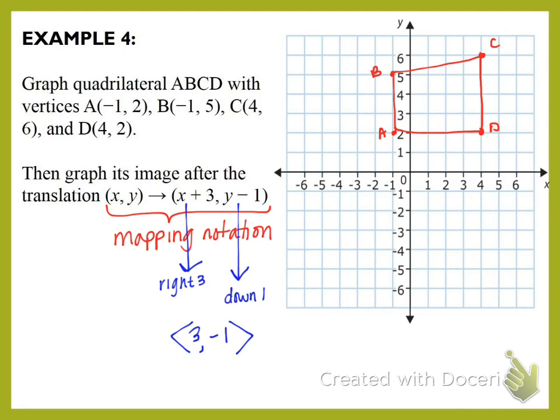So now I can move all of my points 3 spaces to the right and down 1. Oops. Let's put those on there. So B is going to go 3 to the right, down 1. There's B prime. And C is going to go 3 to the right, down 1, C prime. A goes 3 to the right, down 1, A prime. D goes 3 to the right, down 1, D prime. And when I connect all of these, I find the image of my shape.